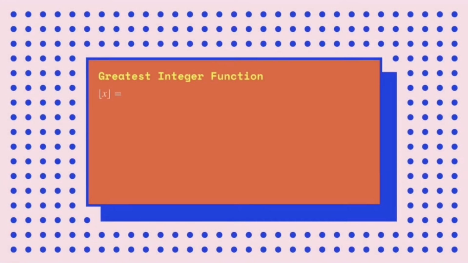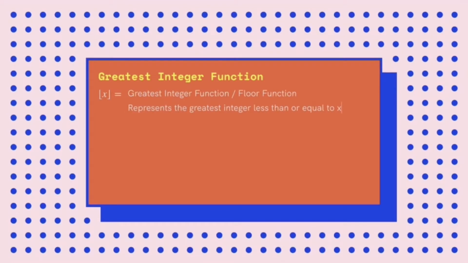The greatest integer function, denoted as this, usually read as greatest integer function of x, floor function of x, or simply GIF of x, represents the greatest integer less than or equal to x.